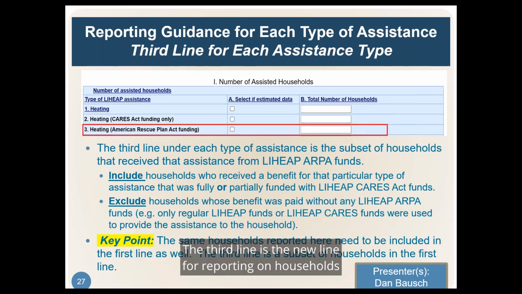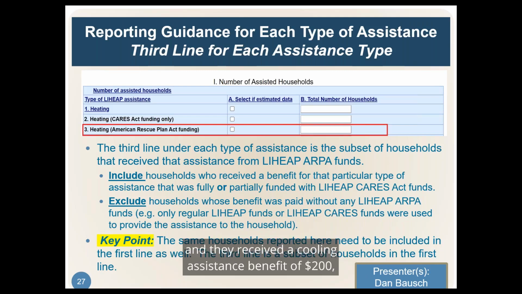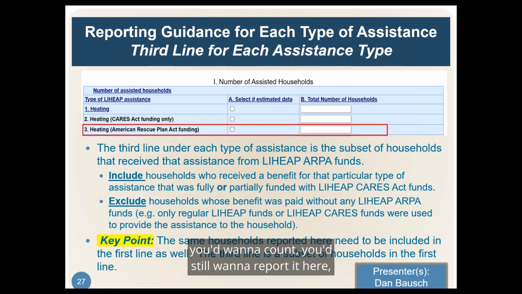The third line is the new line for reporting on households that receive the assistance, the type of assistance from the American Rescue Plan Act funding that you used. With this line, as well as with the CARES line, if you had a household you assisted with cooling assistance, for example, and they received a cooling assistance benefit of $200, and part of that $200 was regular funding, and part of it was from the ARPA funds, you'd want to count. You'd still want to report it here. It doesn't have to be entirely paid for by ARPA funds. It can be partially funded.